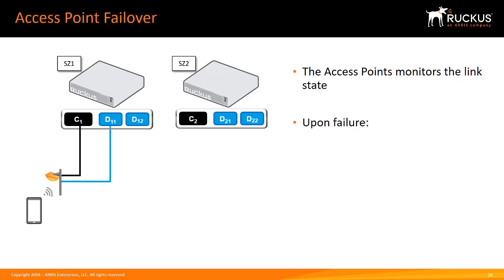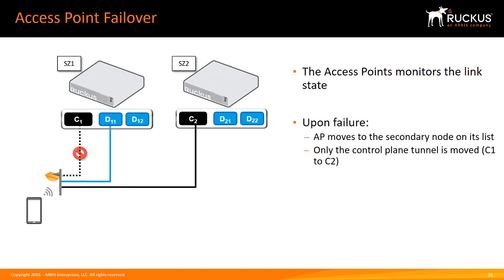Let's see now how the node addresses are used for failover. In this example, the access point loses its control plane connection to the first SmartZone. The access point then moves to the secondary control plane node address on the server list. Note that only the control plane tunnel moves. The data plane is still active, so the access point doesn't need to change it.